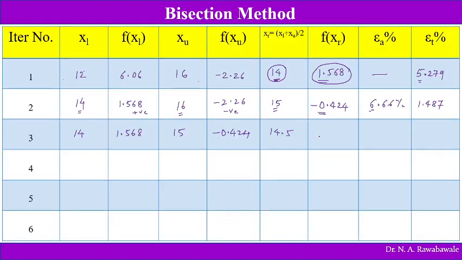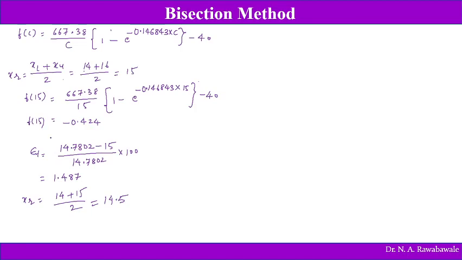Then again f of XR, by substituting 14.5 in this original equation. So in this equation we get f of 14.5 as 667.38 whole divided by 14.5, in bracket 1 minus e to the power of minus 0.146843 into 14.5, minus of 40. So this works out.